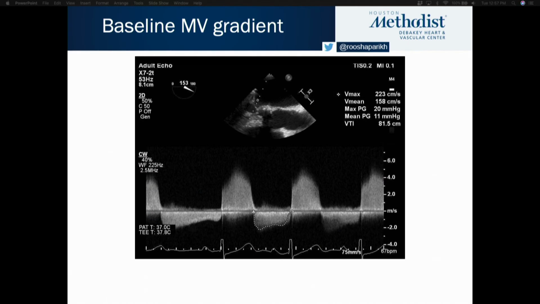This is the baseline mitral valve gradient of 11 millimeters mercury. This was at a heart rate of 67 beats per minute when the patient was under general anesthesia and intubated.